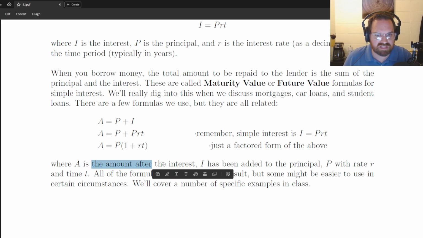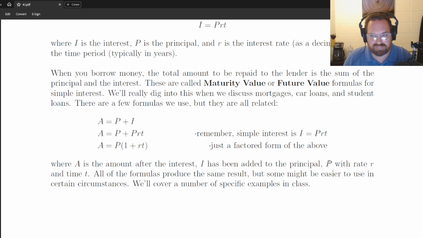So A is the amount after the interest. I is the amount added to the principal, which is the interest amount that you are paying. P is the principal. Rate is R, T is time. Again, R is going to be a rate, which is a percentage converted to a decimal. So we're going to be using the decimal form.